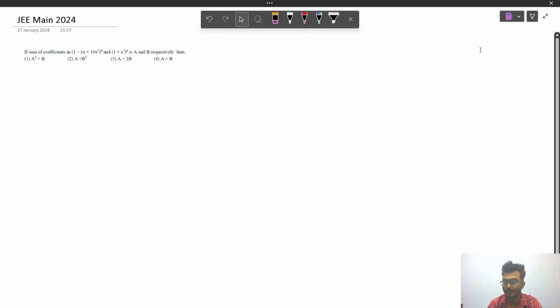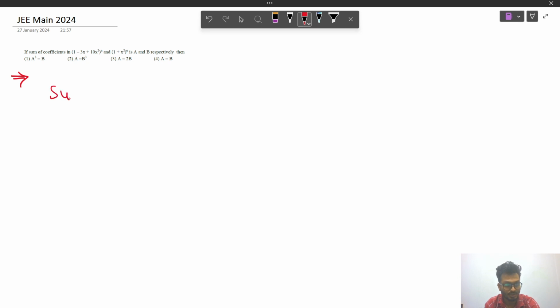Today I will explain these questions, and all of them were asked in 2024 JEE Main. All are memory based questions. So in the first question, what is given? If the sums of the coefficients of these two expressions are A and B respectively, then find the relation between A and B. So how do we get the sum of the coefficients in this expression?